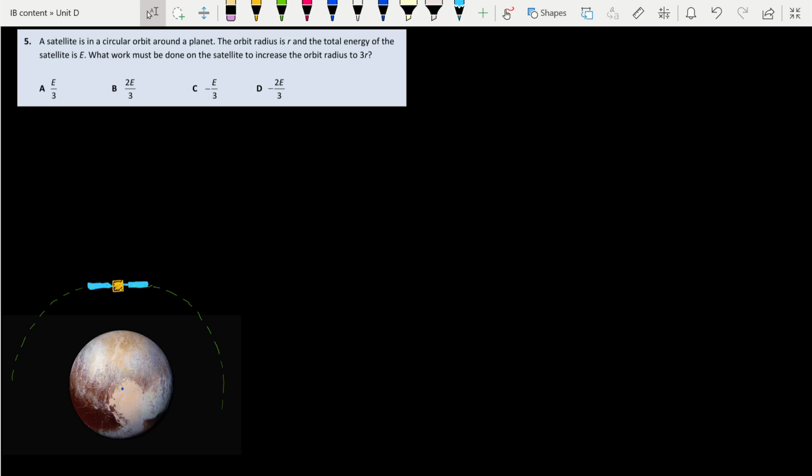A satellite is orbiting in a circular orbit around a planet, at an orbital distance of small r. Obviously, it has a certain speed at this point, which is the orbital speed. So we can say that this satellite has two energies right now.